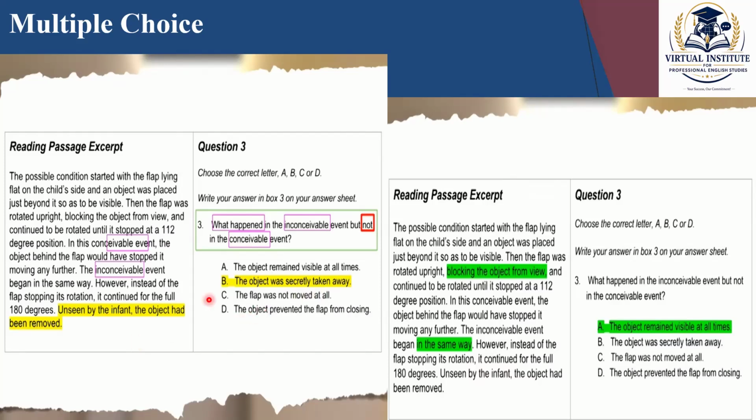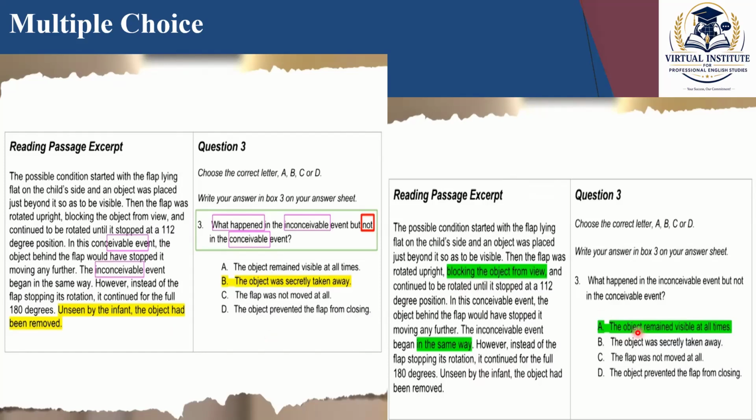Yes. Synonym. Removed and taken away, they are synonyms, right? And this happened in the inconceivable event, right? In the conceivable event, the flap would have stopped it moving any further. But here it has been totally removed, right? In the conceivable event, the correct option is the flap was not moved at all. Exactly. Right.